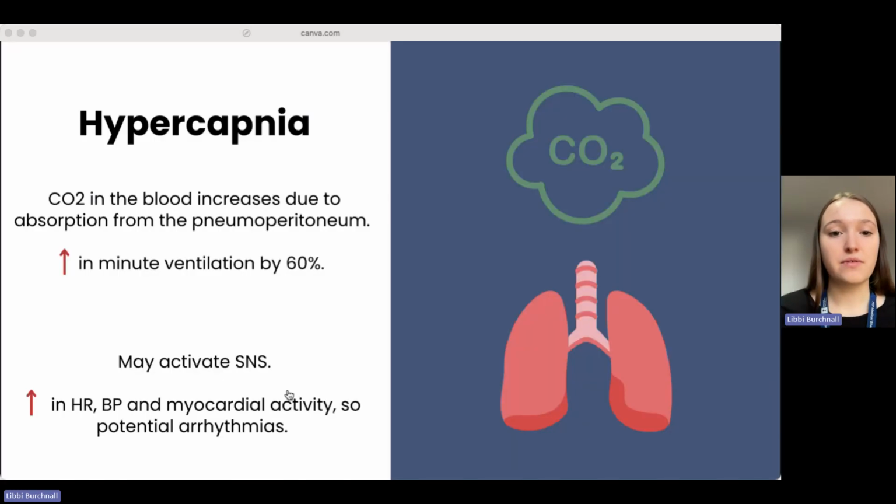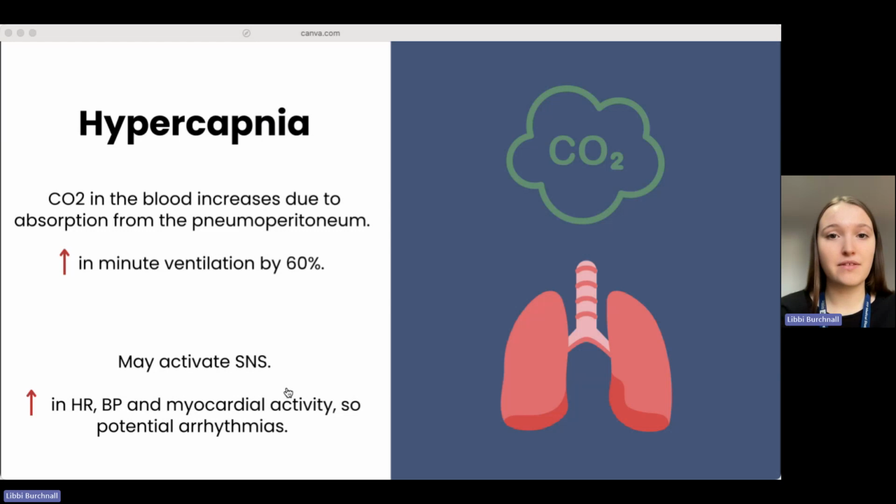And then if we think about the increased levels of carbon dioxide, it gets absorbed from the pneumoperitoneum, and because of this, your body's minute ventilation increases by up to 60%. So it's trying to make sure that the carbon dioxide levels are kept in a normal range, and it does that by increasing the minute ventilation. Also, carbon dioxide might activate the sympathetic nervous system, which in turn has lots of consequences like increased heart rate, blood pressure, and myocardial activity. So there's always a risk of arrhythmias there.